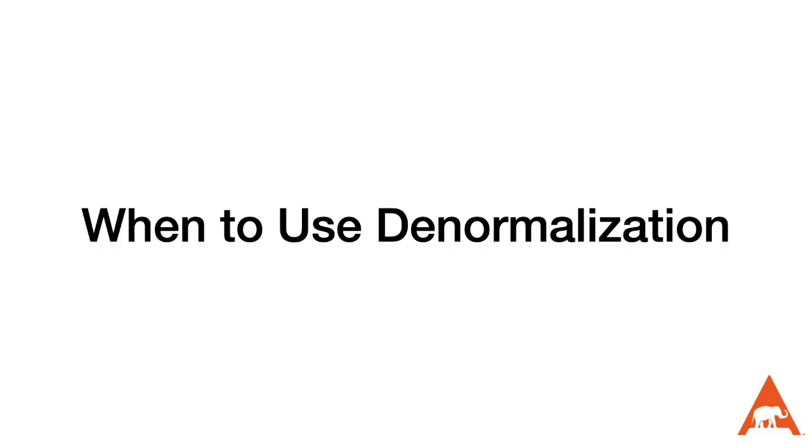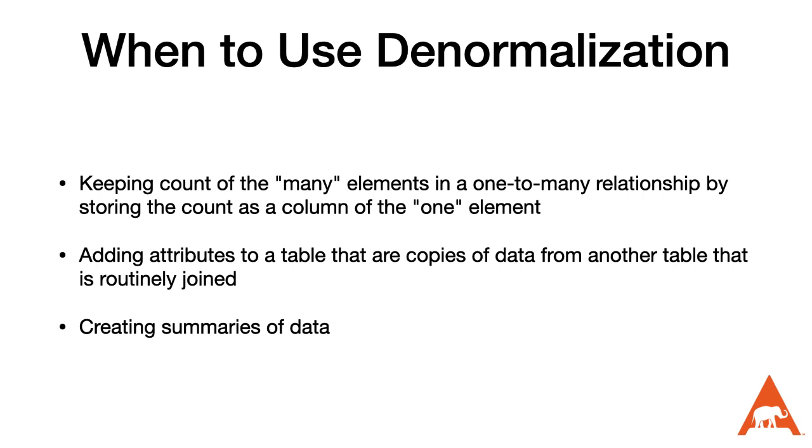So denormalization is a great solution for any kind of data that gets updated infrequently or data that is part of a report that needs to display very quickly. Some example techniques include keeping count of the many elements in a one-to-many relationship by storing the count as a column in the one element, adding attributes to a table that are copies of data from another table that are routinely joined together, and creating summaries of data.